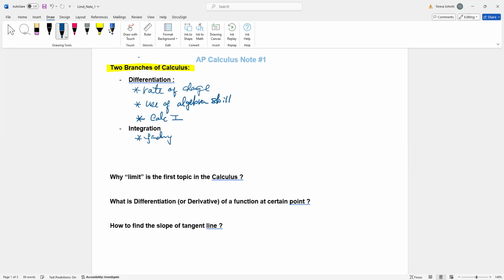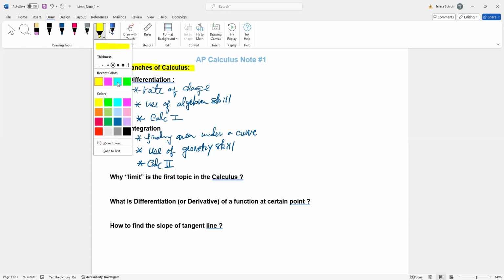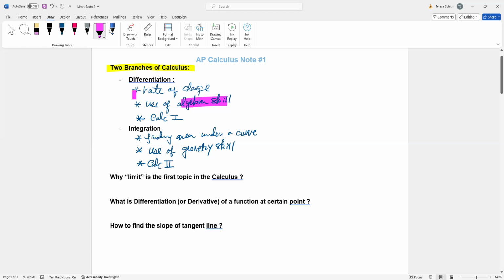the area under a curve. When integration was first developed, it used a lot of geometry skills, because you find areas. In college, we typically call this Calculus 2. So as you can see, differentiation is based on a lot of algebra skills, and integration is heavily related to geometry skills.